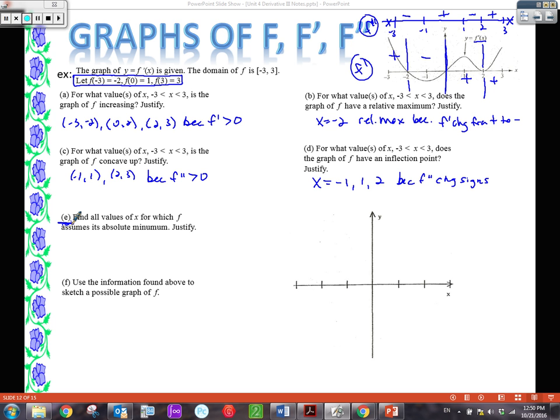So step 1, I plot any function values that I have. Those are non-negotiable. The ones up here in the box, these are non-negotiable. They have to be on the graph. So that is the very first thing that I do, is I plot those points.